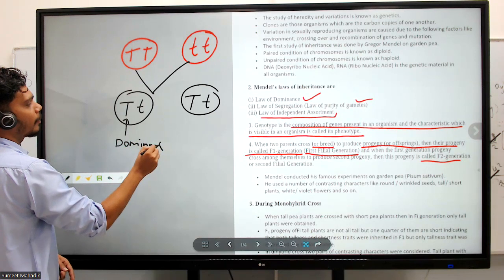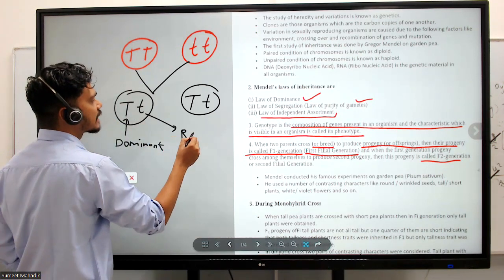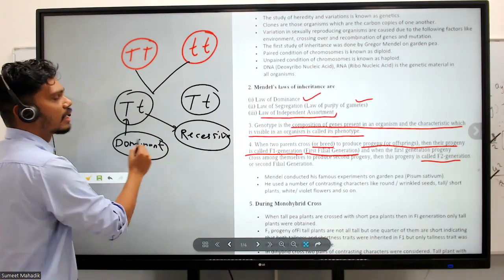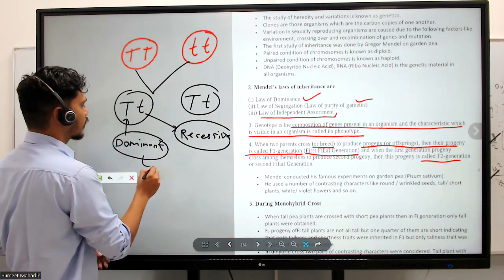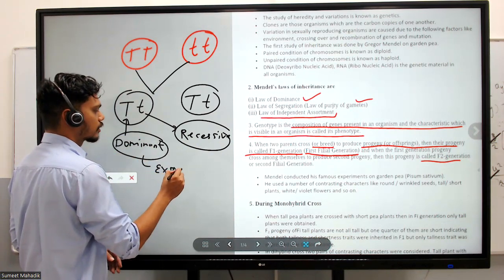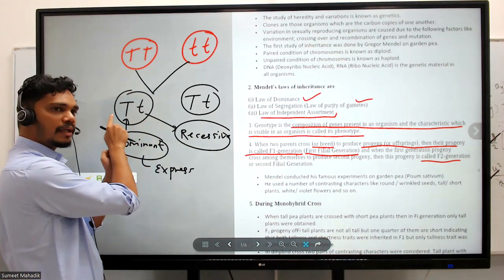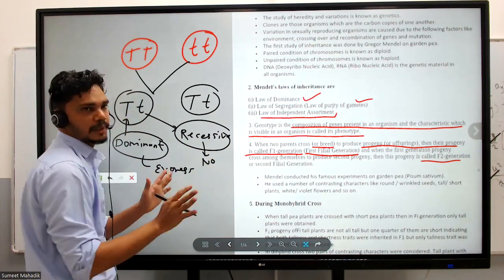Okay, why dominant? Because capital T is showing the dominant trait. And this is a dwarf, which is recessive. What is dominant and recessive? Dominant is the one that can express in the heterozygous condition. Even with two different alleles, it can still be expressed. Recessive is the one that does not express.